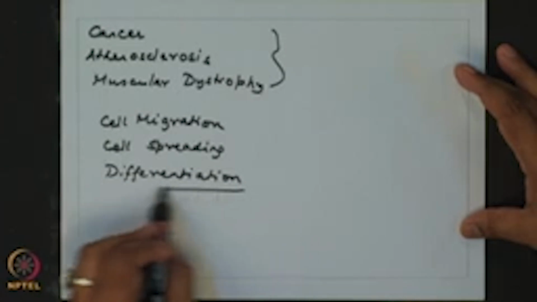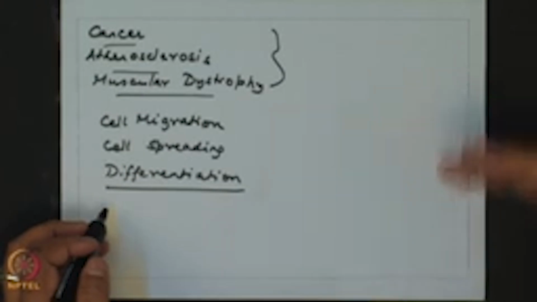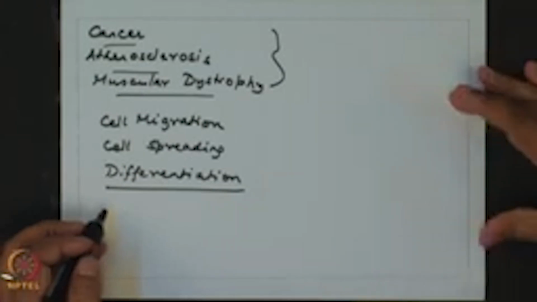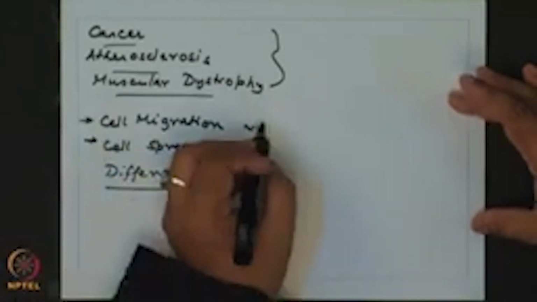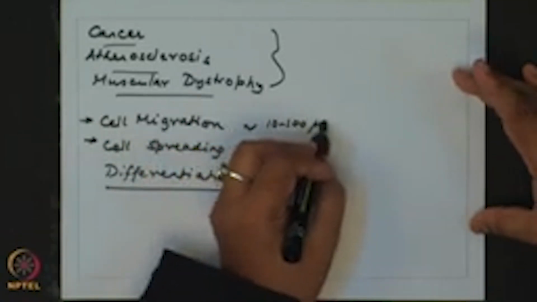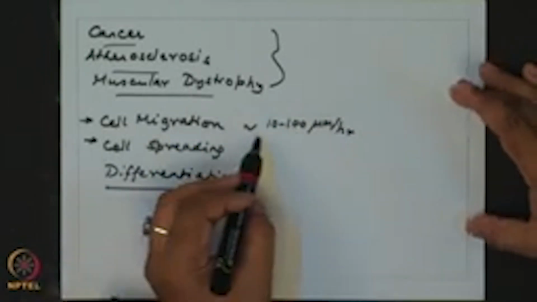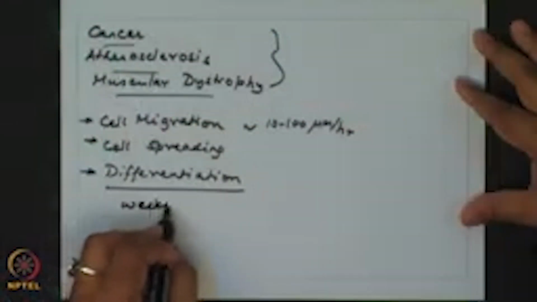So, processes like differentiation or any of these diseases take much longer to manifest, while cell migration and cell spreading occur over shorter time scales. Cell migration might have a cell speed of 10 to 100 microns per hour. So, for these processes you require that the molecules which participate are right there at the proper location, so that they can enact what they are supposed to do. However, for processes like differentiation, this is weeks in time.